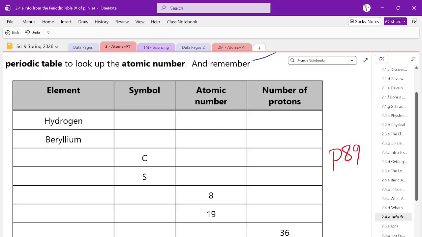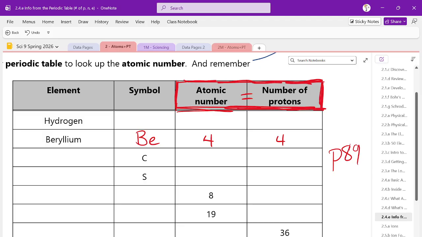It is Be. What is the atomic number for beryllium? It is 4. So how many protons does beryllium have? 4. Because you know what? The atomic number and the number of protons are always the same. So this little chart here is like the easiest one.